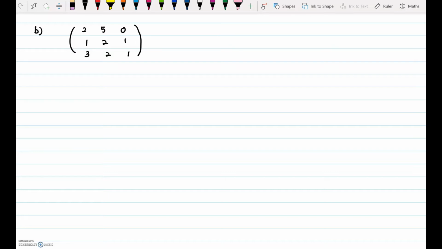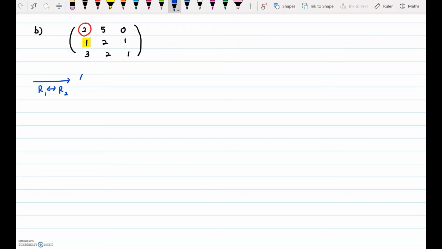In this video we will look at more examples on how to perform the ERO. Let's start with B. We have here the 3x3 matrix 2 5 0, 1 2 1 and 3 2 1. The first step is to find the first leading one, which is the entry of row 1 and column 1. Firstly, we can use interchange rows since we have the entry 1 in the second row of the first column. So we can use R1 interchange with R2.